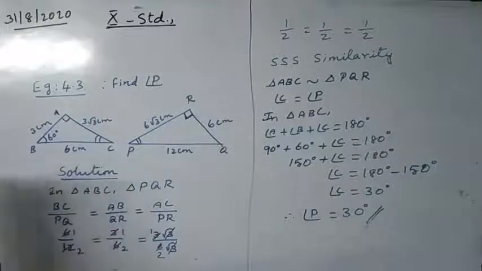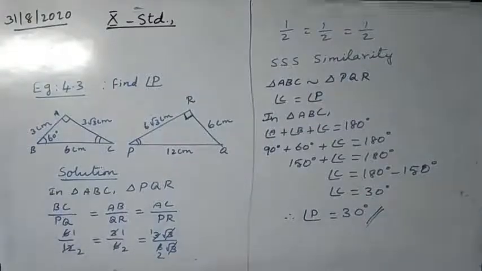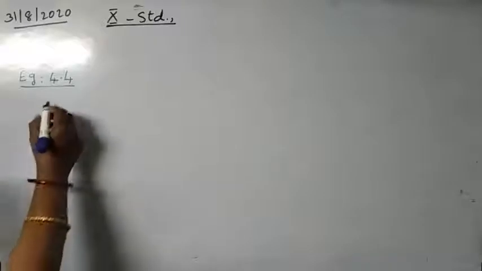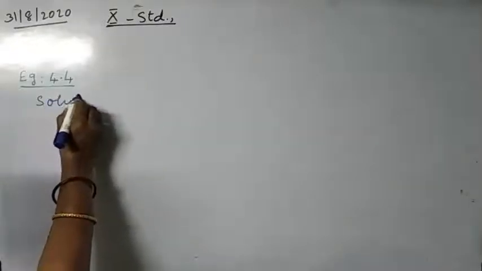Now example 4.4. A boy of height 90 centimeter is walking away from the base of a lamp post at a speed of 1.2 meter per second. If the lamp post is 3.6 meter above the ground, find the length of his shadow cast after 4 seconds. So what is given? At first let us draw the diagram.